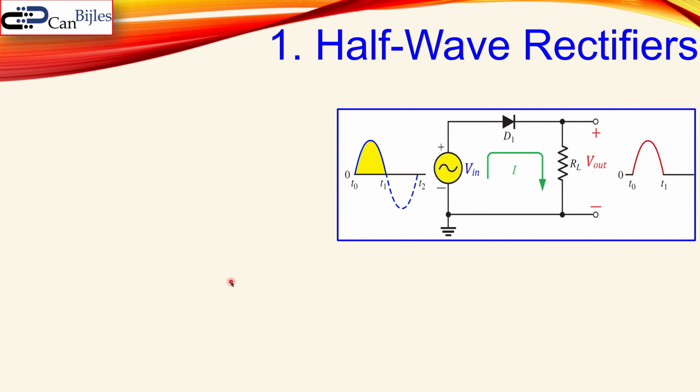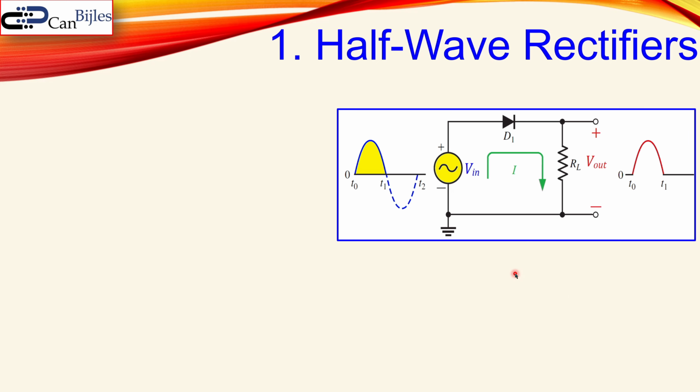This is the circuit for the half wave rectifier in the positive part of the input voltage. The input voltage is Vin. This is the diode D1, and this is the load RL. The current, given in green, will flow because Vin is positive, larger than the Vd on. In the ideal case, if this is larger than 0, the diode will conduct. That is the part here at the output in red from T0 to T1.